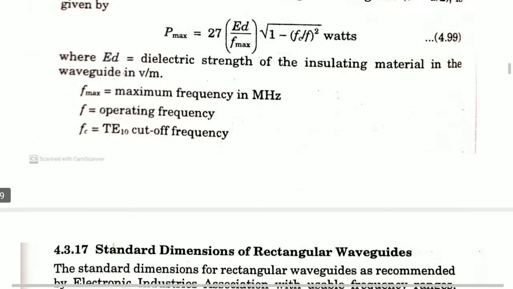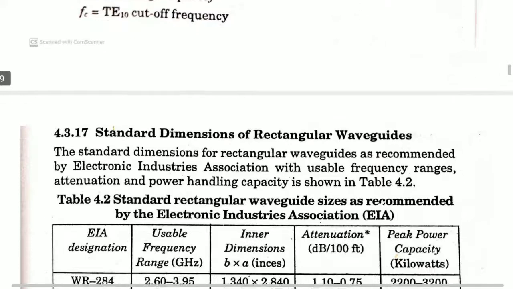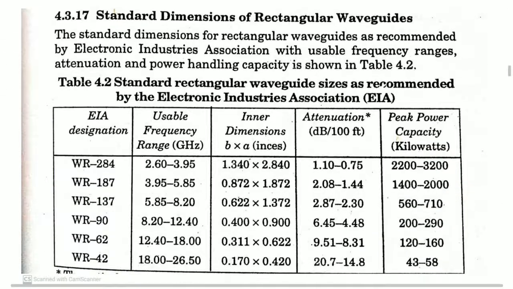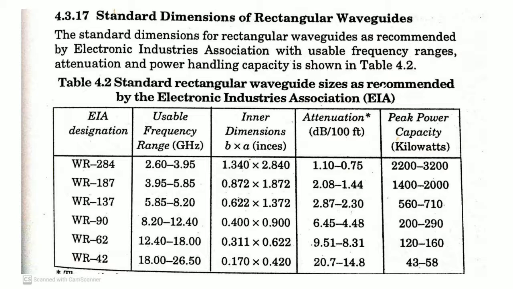I want to show one table for your reference also, that is the standard dimensions of the rectangular waveguide, and it is defined by the Electronic Industries Association, that is EIA. We can see one table which shows the EIA designations; the waveguide designations are given like WR284, WR187, WR137, etc. Its usable frequency range is given in gigahertz.